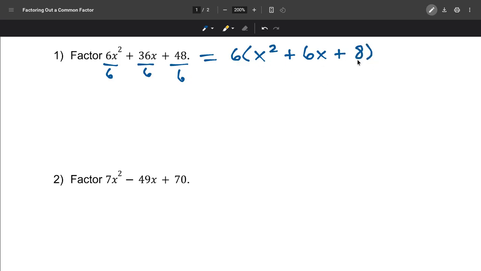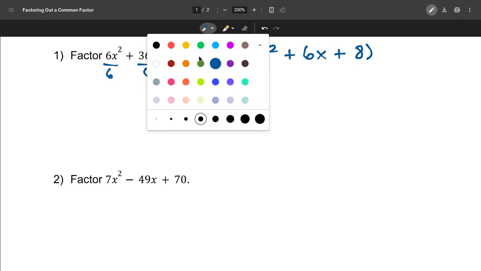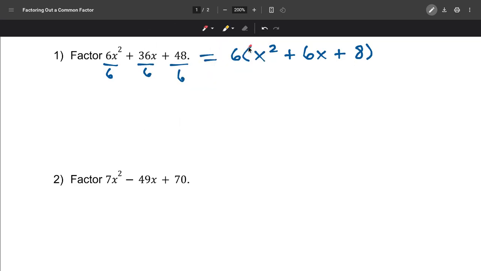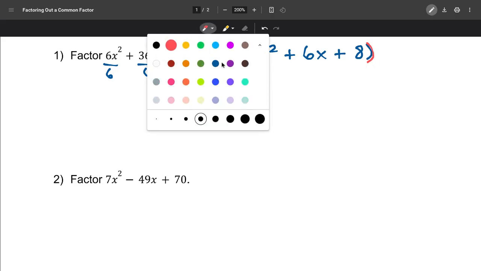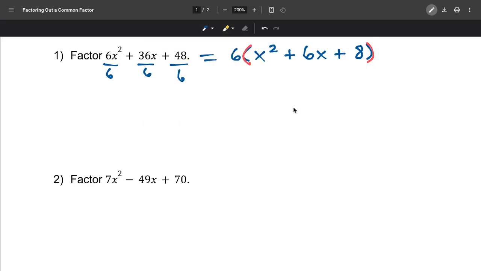All right, so now inside the parentheses here, we've got a quadratic where the number in front of x squared is 1. And so we can just list out the factors of 8 and find the ones that add to 6. If I start listing them out, I've got positive 1 times positive 8. When I get to positive 2 times positive 4, well, that pair works.